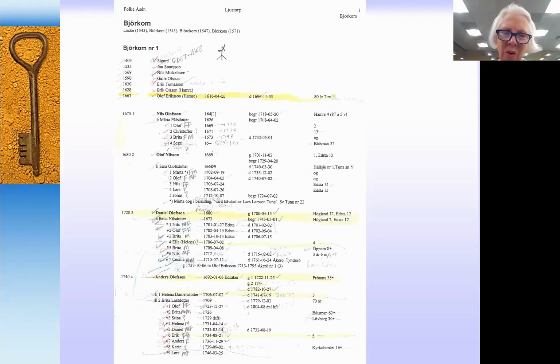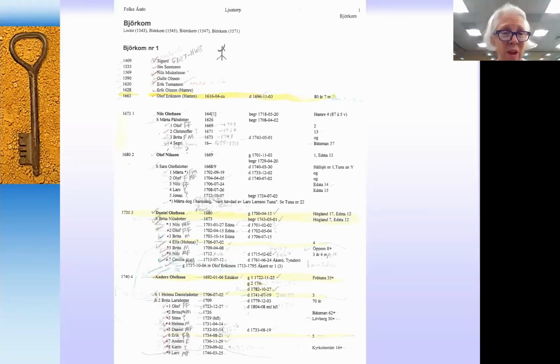But notice Anders Olofsson in 1692 has 2 wives. He has Helena Danielsdotter that he married in 1722, but she died in 1741. And then he has Brita Larsdotter that he married sometime after 1741, because the first wife died in 1741. Anders and Helena had 8 children, and then Brita had 1 child. The 9th child, Lars, is the son of the second marriage. And let's see how the naming pattern holds up. It really holds up pretty well here.